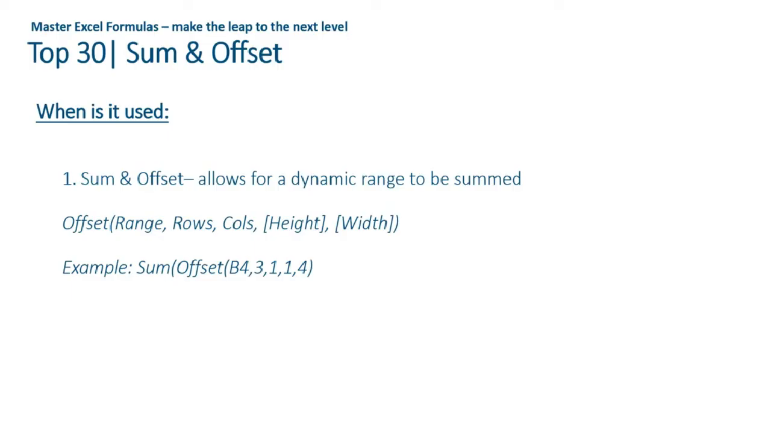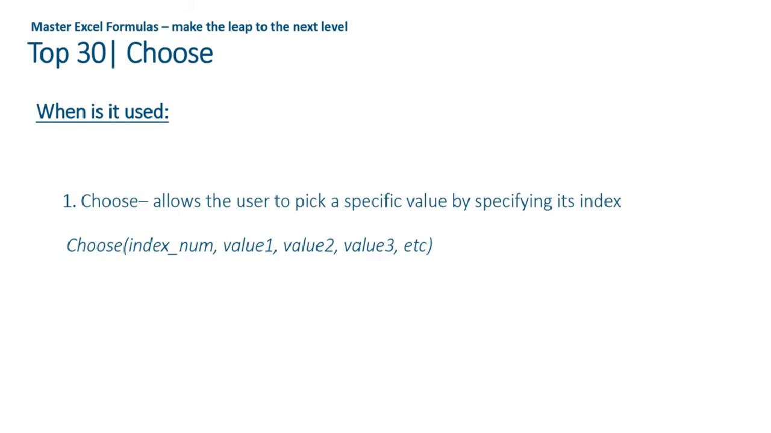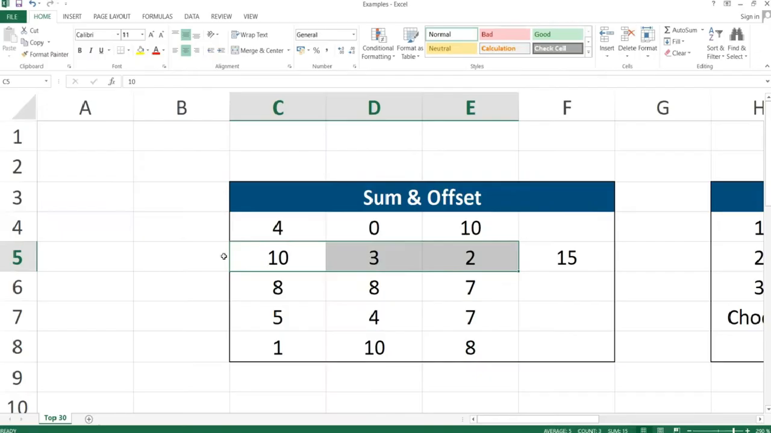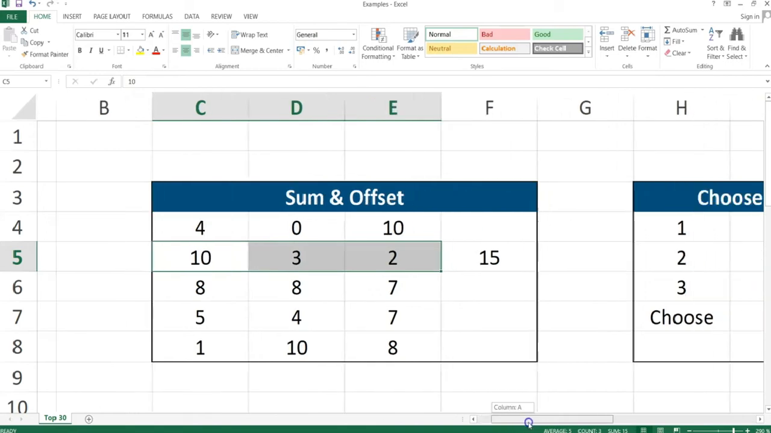Now let me go back to the presentation. The next formula is CHOOSE. It's a very frequently used formula again. So what does it do? It allows you to pick a specific value by specifying its index. The structure of the formula is as follows. You have the index number that you need to specify, and then you need to have a specific number of values within the formula as well. I'm going to show you how this works by going to the spreadsheet to give you an example.